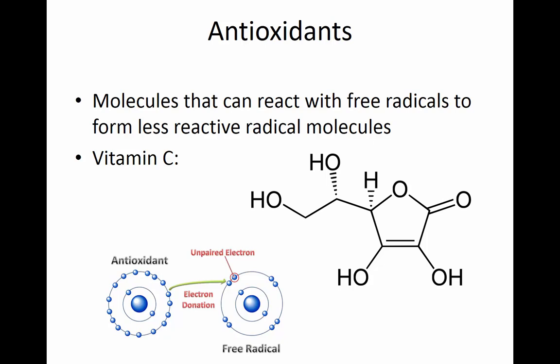So these antioxidants are molecules that can react with free radicals to form less reactive radical molecules. For example, we have vitamin C here. Vitamin C will pick up a radical. A radical would react with it. It'll become radicalized itself, but it is much less reactive than some radicals that could also be formed, like in your DNA or elsewhere.